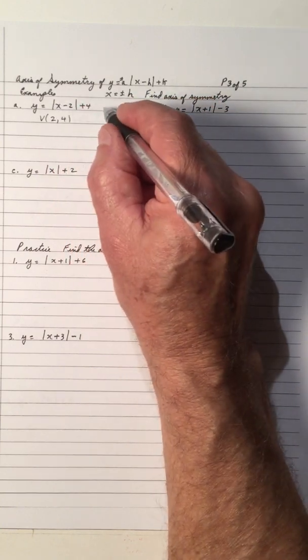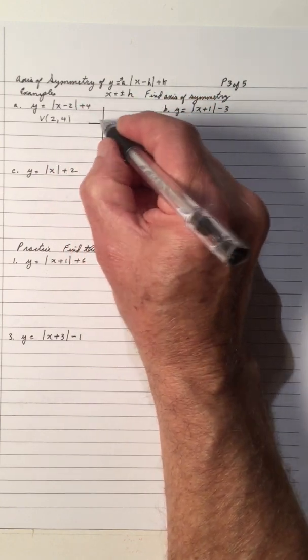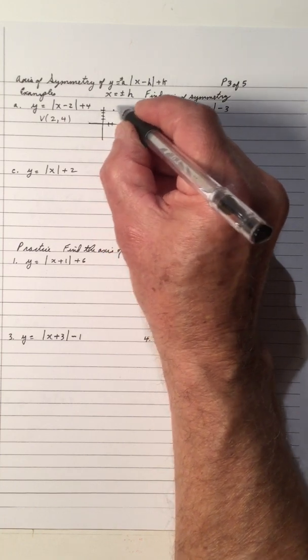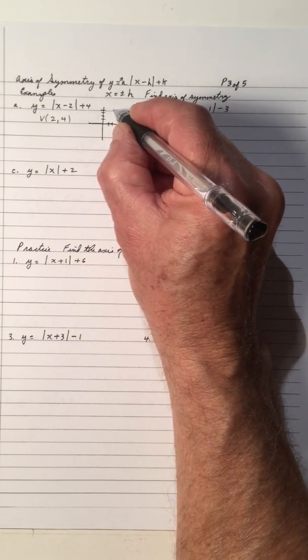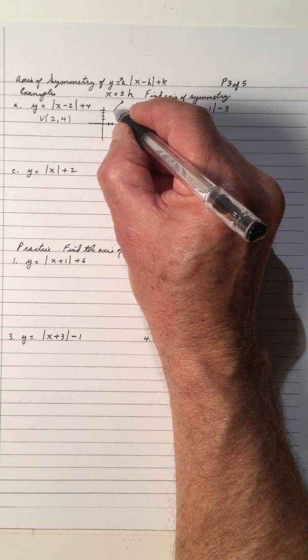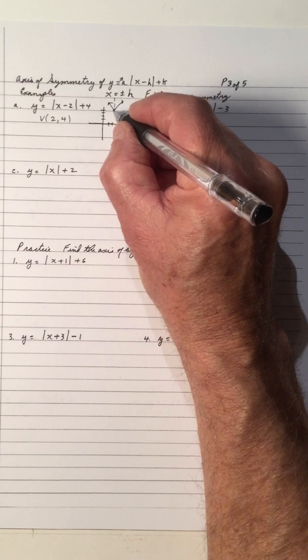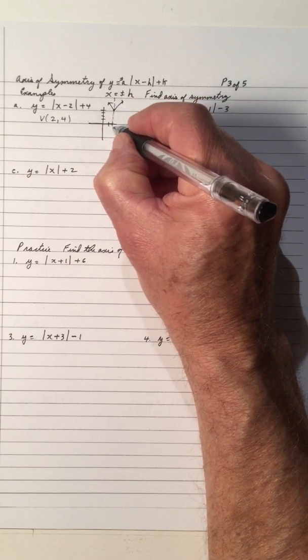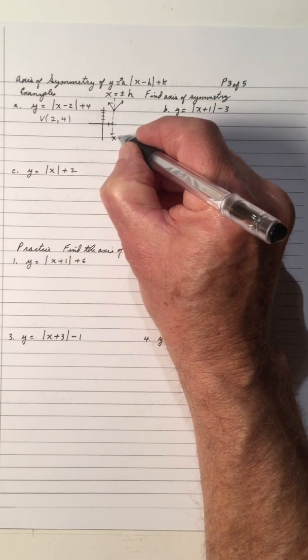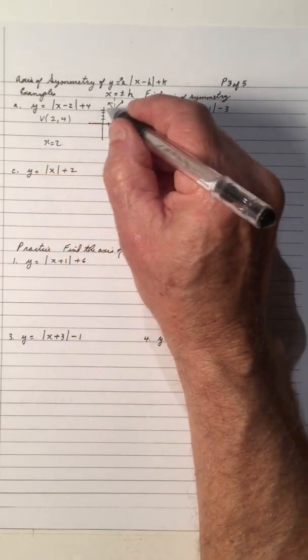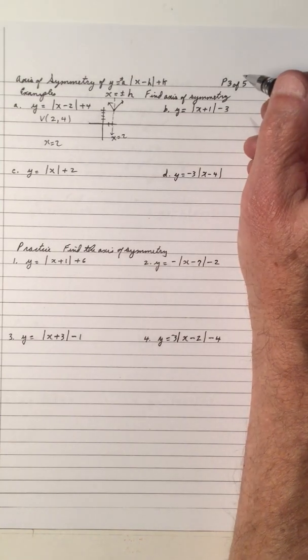And it opens up. So if that's the vertex of 2, 4, like that, and it's an absolute value, and it opens up, the axis of symmetry moves straight down, splitting the absolute value into two parts. So that's x equals 2, and symmetrical on each side, like a parabola.